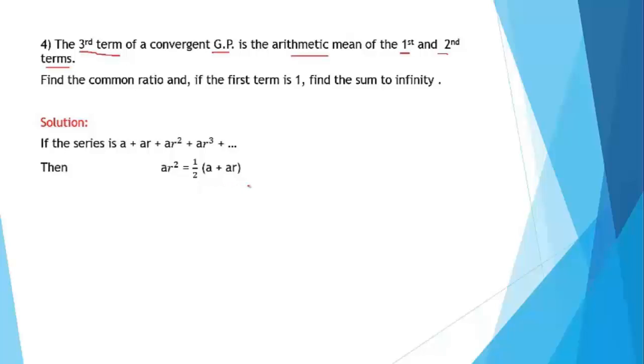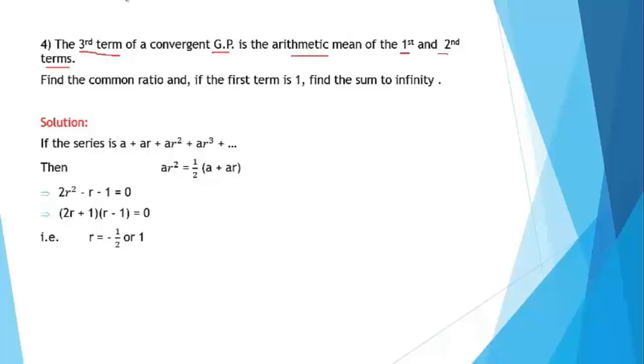By simplifying, we get 2r square take away r take away 1 equals 0. We have taken off the a, which is common to all of these terms. By factorizing this quadratic equation, we get 2r plus 1 times r take away 1 equals 0. Therefore 2r plus 1 equals 0, or r take away 1 equals 0. So r equals negative 1/2, or r equals 1.